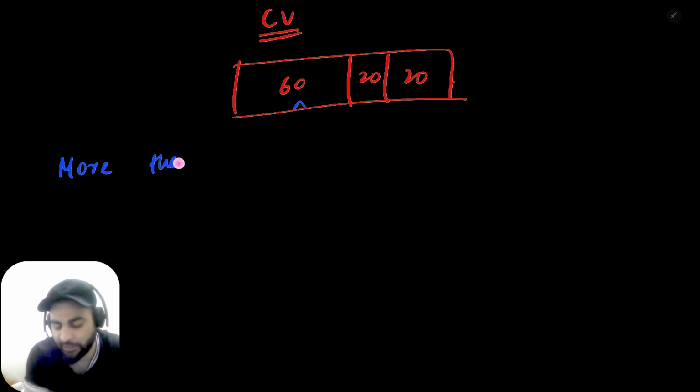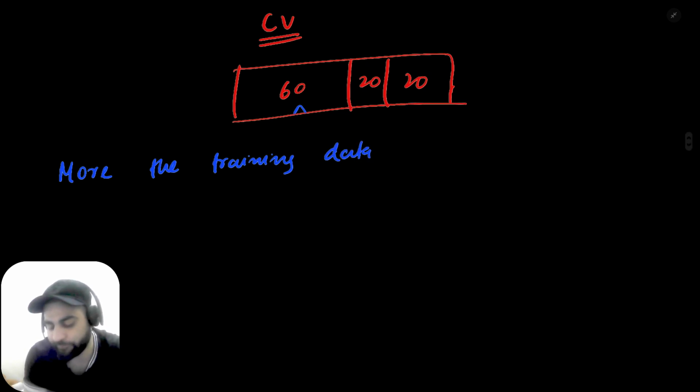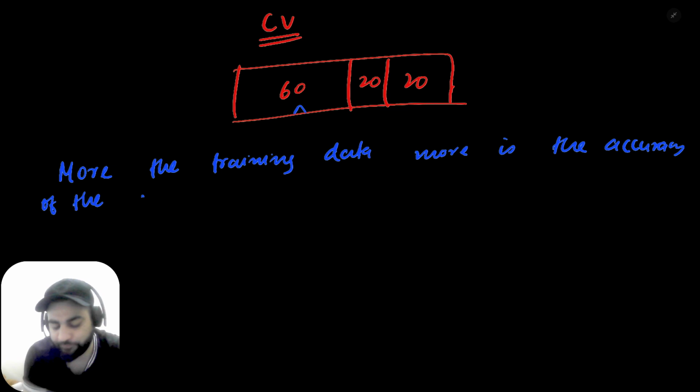The more training data, the more is the accuracy of the model. That's the usual assumption.